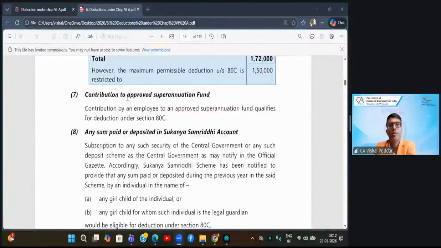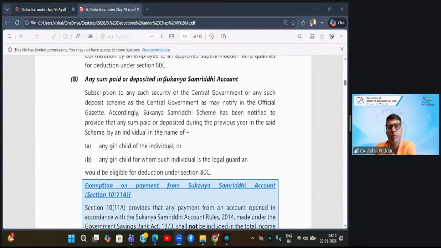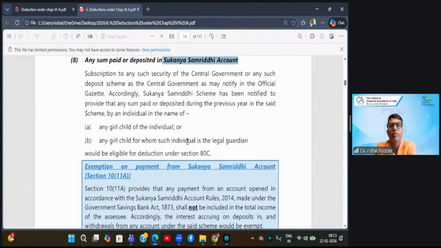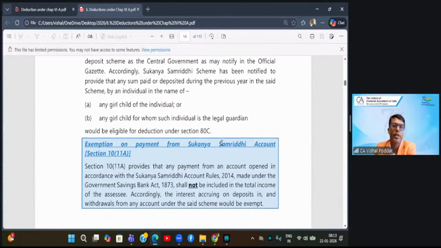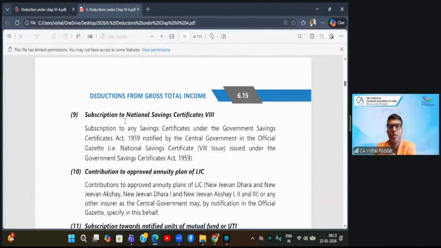Then similarly, you have another fund called approved superannuation fund. Now comes an important policy where you have taken a policy in the name of a girl child. So if you are a parent of a girl child or a legal guardian of a girl child, the government in 2014 started this special scheme called Sukanya Samriddhi scheme. Where you have taken a policy for your girl child and you are making payment every year to that policy, that amount is eligible.